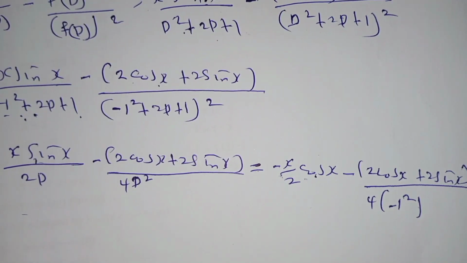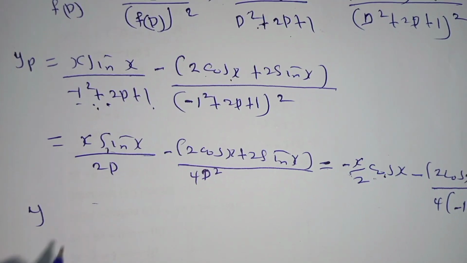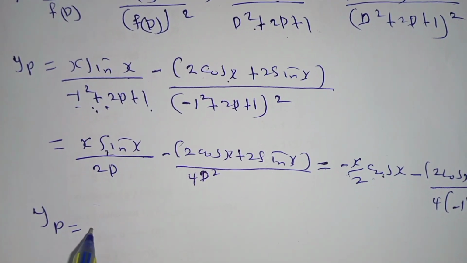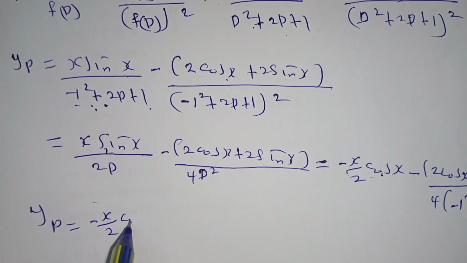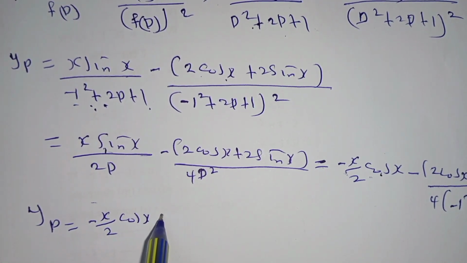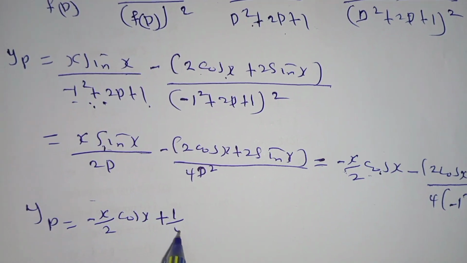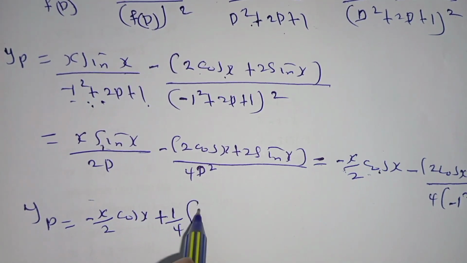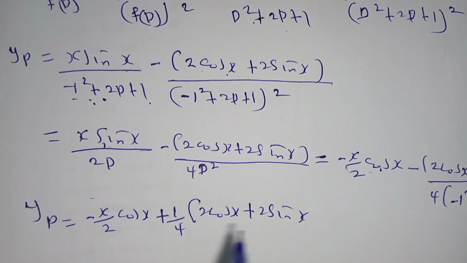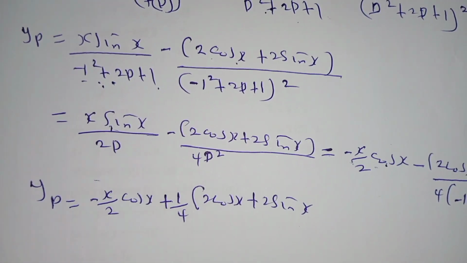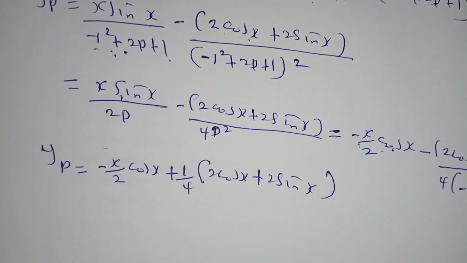Yeah. So our Yp is equal to minus x over 2 cos of x plus 1 over 4 into (2 cos of x + 2 sine of x). So now that is our particular part.